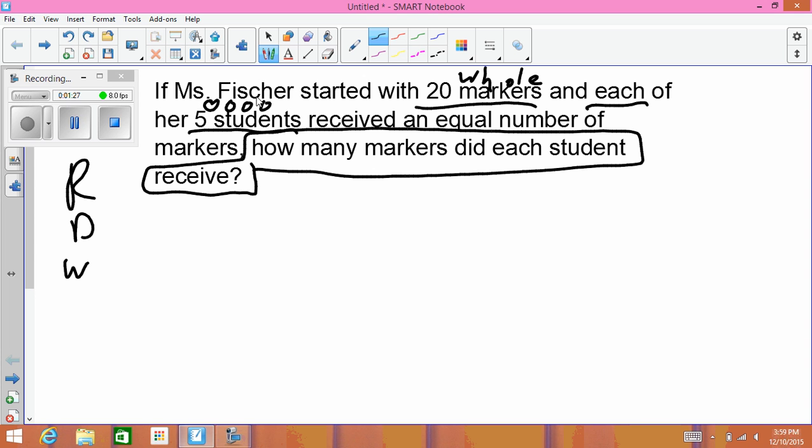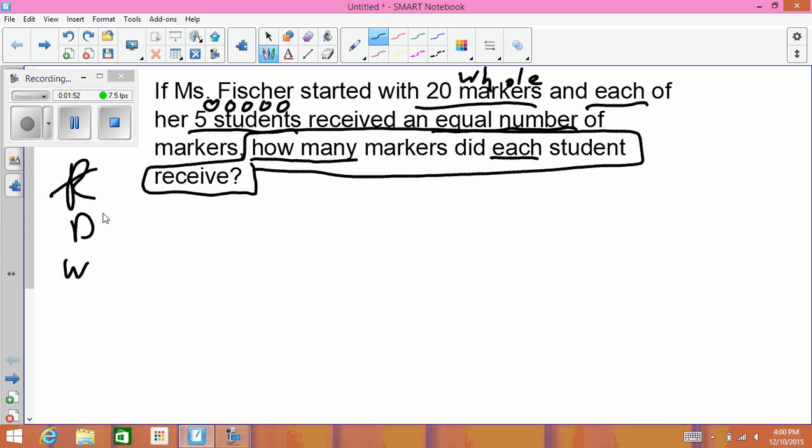1, 2, 3, 4, 5 groups, one for each student. And then this phrase here, equal number. Well, when you divide, each of the groups has an equal number inside of it. So equal number is a math phrase as well. And then, of course, how many, that's identifying to us what we're trying to find. We're trying to find out how many markers each student received. Okay, so that's the read process. Let's move into drawing and modeling it.